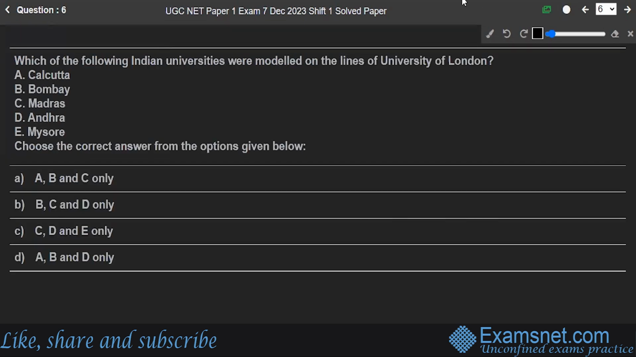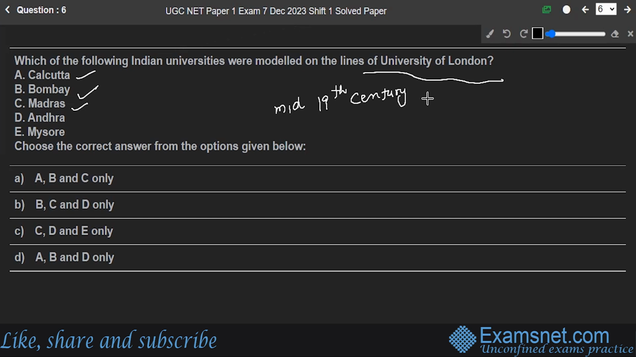Question number 6. The following Indian universities were modeled on the lines of the University of London. Is it Calcutta, Bombay, Madras, Andhra, or Mysore? Choose the correct answer from the options given below. First one. Let's talk about the University of Calcutta first. This is right, actually. The answer is correct for Calcutta. The University of Calcutta, the University of Bombay, and the University of Madras were all modeled on the lines of the University of London. These universities were established in the mid 19th century during the British colonial period in India.